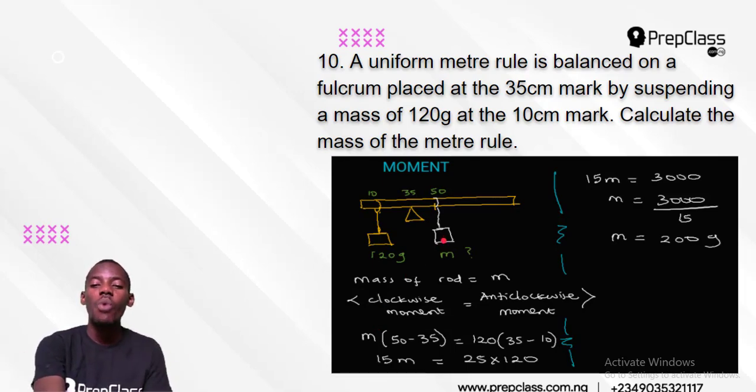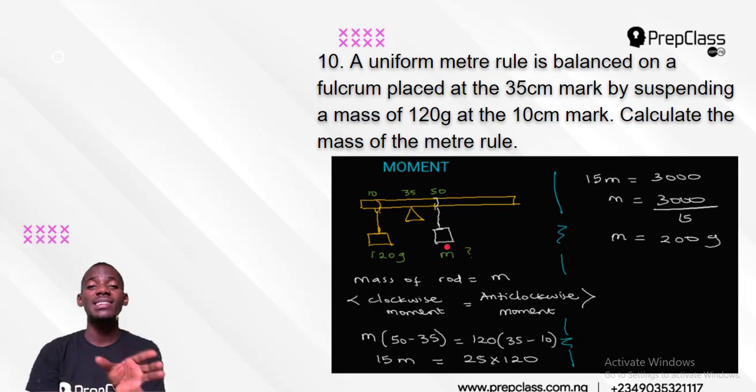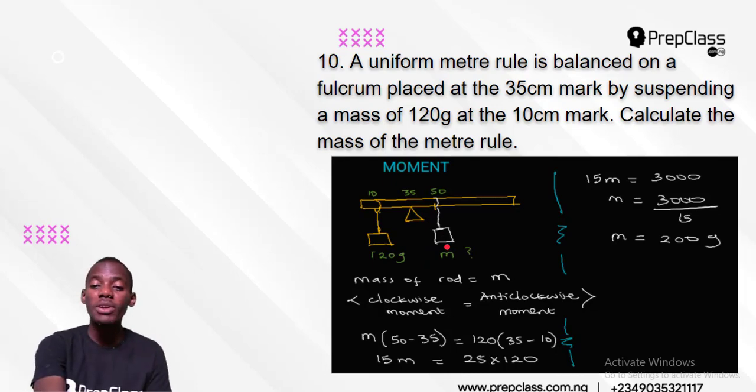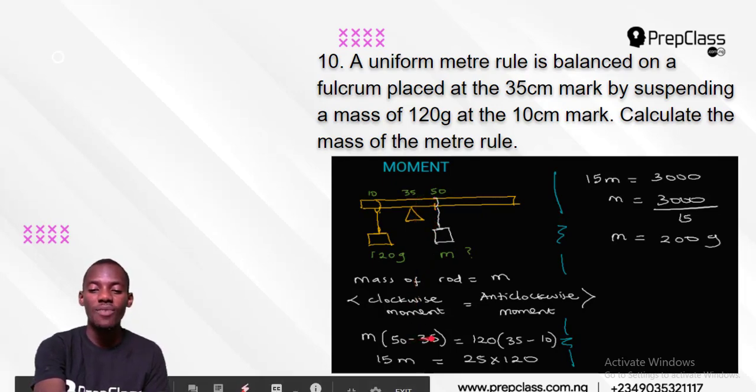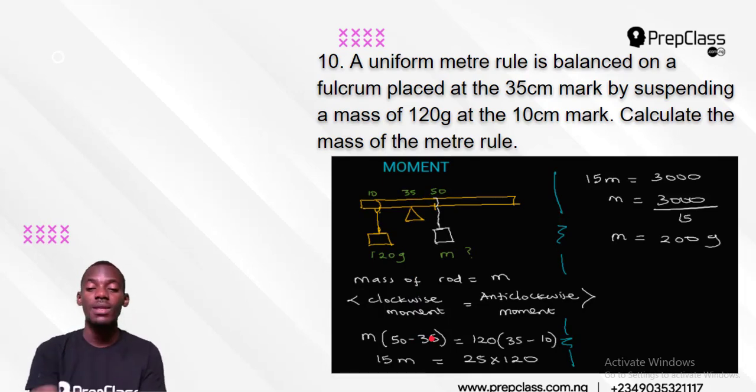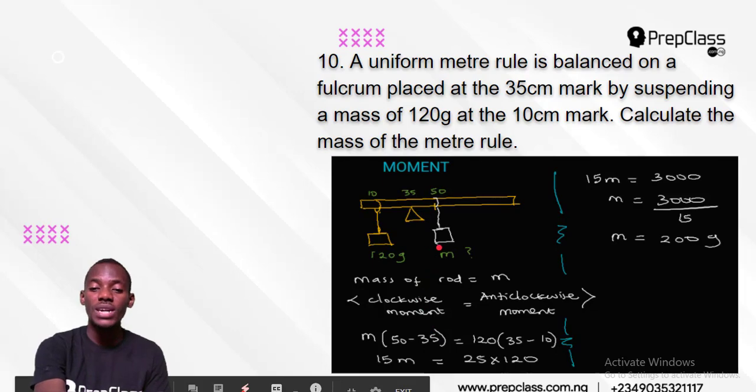So what is my mass here? Moment is mass times distance. So you will measure the mass here times the distance from this place to the fulcrum. My mass at this point is m. Moving to the fulcrum, the distance is 50 to 35, that's 50 minus 35. Because moment is all about the mass first times the distance.